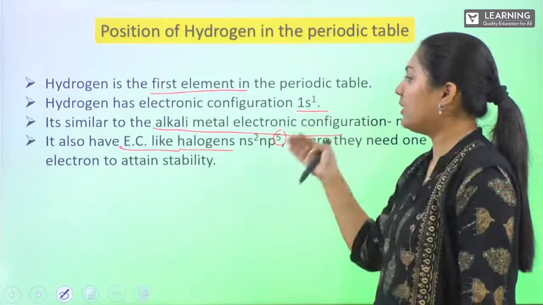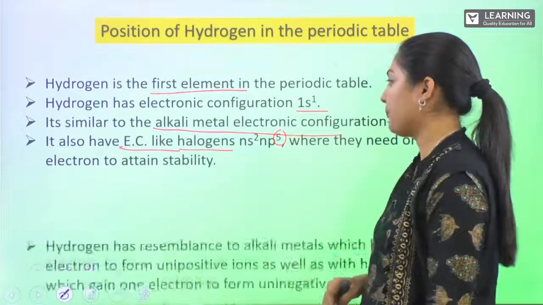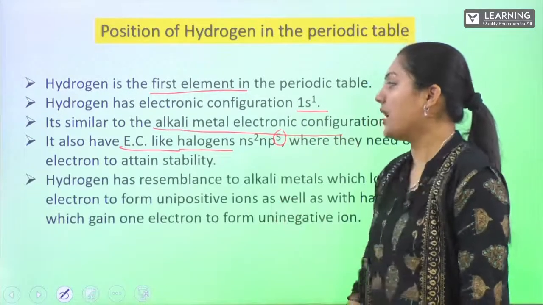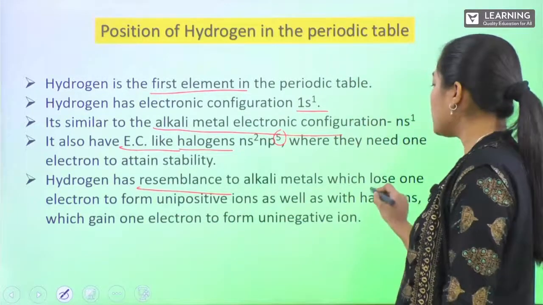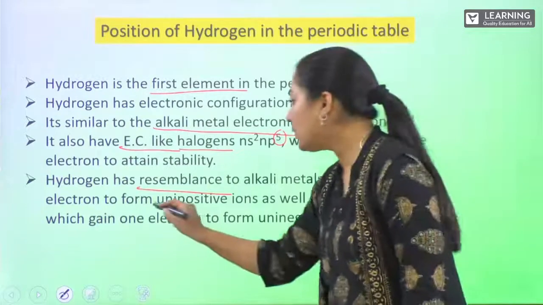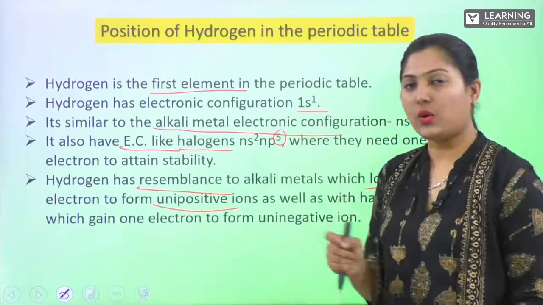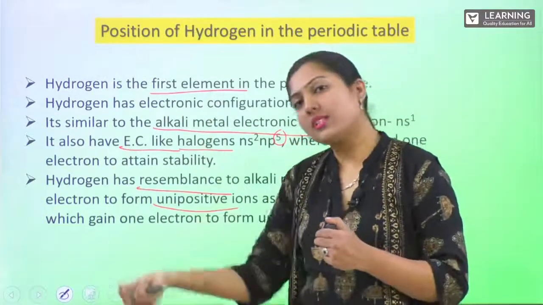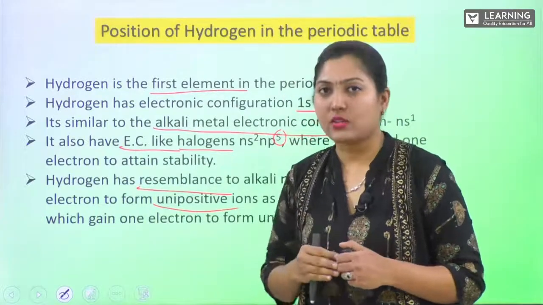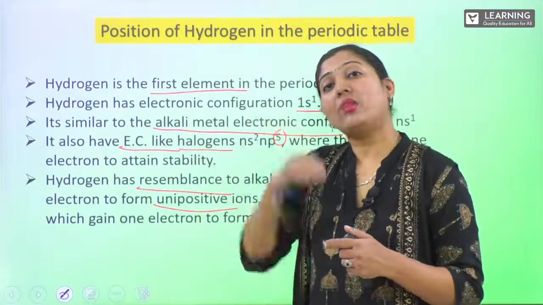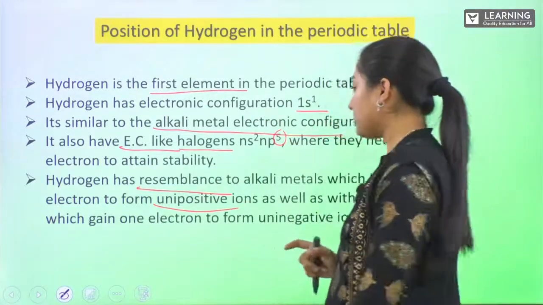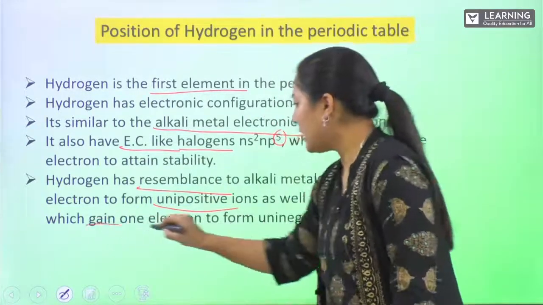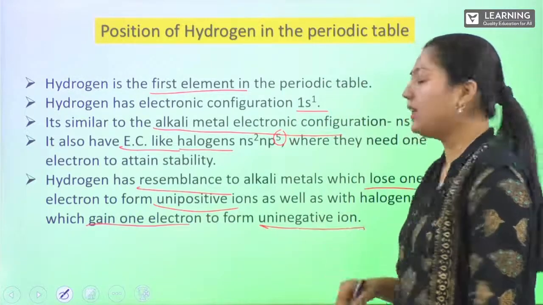How can we see this from the electronic configurations? Hydrogen resembles alkali metals, which lose one electron to form unipositive ions. As we know, hydrogen can also lose an electron and become an H+ ion, whereas it can also gain one electron and become the H- hydride ion. So here it can gain one electron and form a uninegative ion.